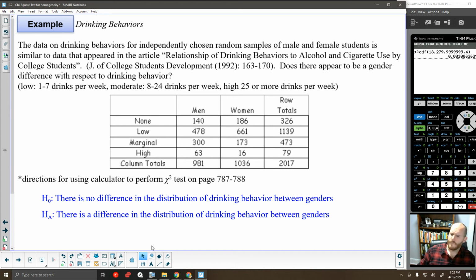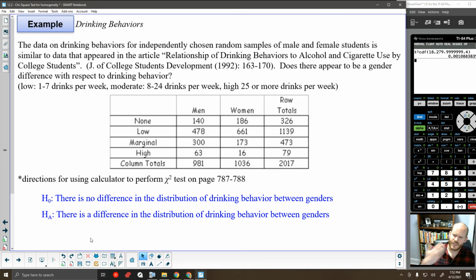So this is a chi-square test for homogeneity. I have two different samples that I'm sampling from. I have a sample of men and a sample of women, so two separate samples, and I'm trying to see if there's a difference in the distribution of drinking behavior for each of those sampled genders. So I'm going to start by assuming there is no difference in the distribution of drinking behaviors between genders, and then I will have an alternate that there is a difference in the drinking behavior. So those are my hypotheses.